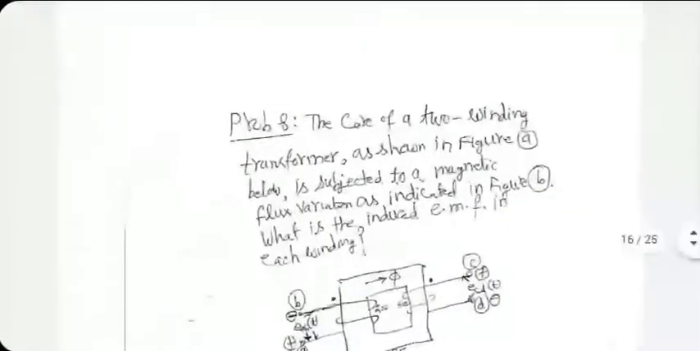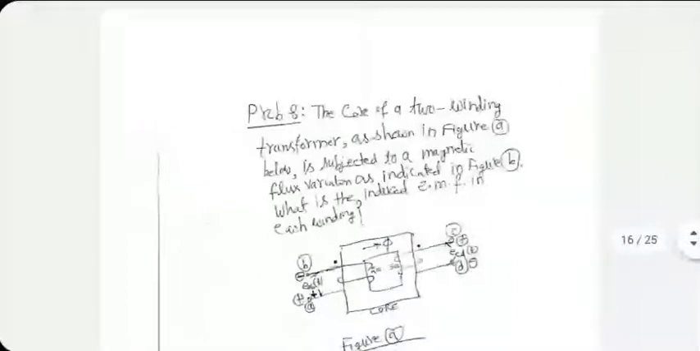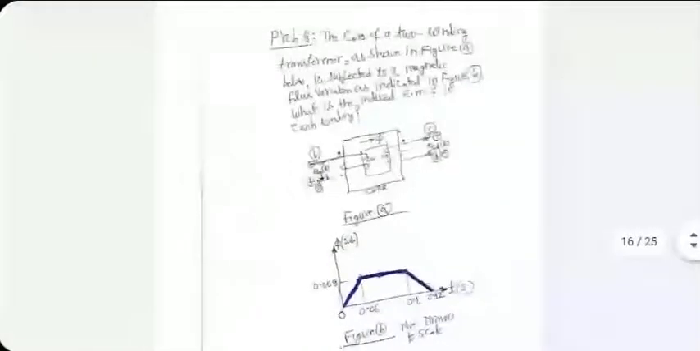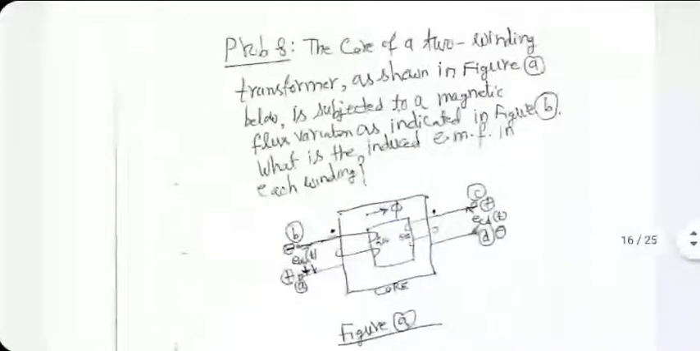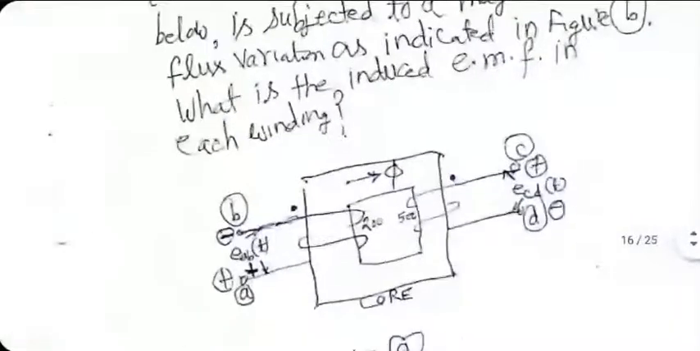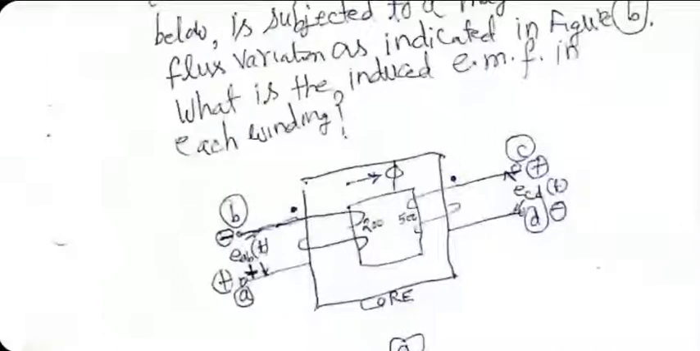Yeah, this is a very interesting one. The core of a two-winding transformer, as shown in figure A below, is subjected to a magnetic flux variation as indicated in figure B. Here, it's not a sinusoidal variation of the flux. So the equations that we derived for EMF will not work here. You have to go to the basics, Faraday's law. What is the induced EMF in each winding? The turns ratio is 200 turns in the primary, 500 in the secondary.